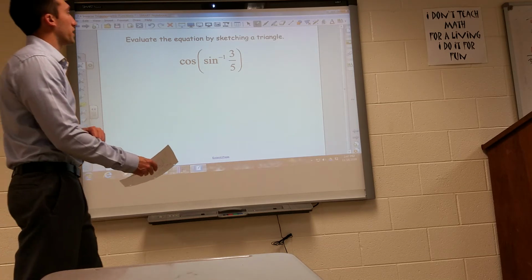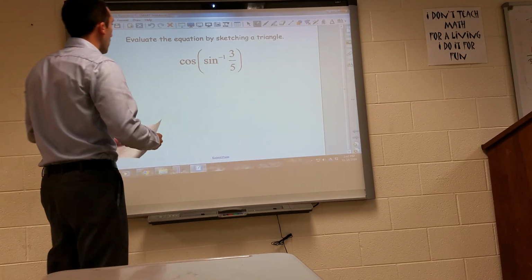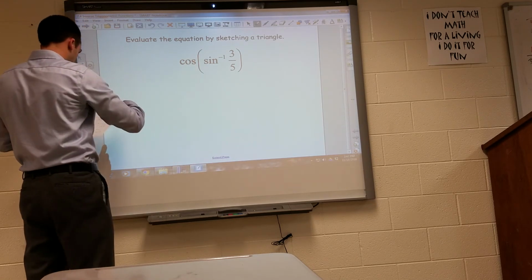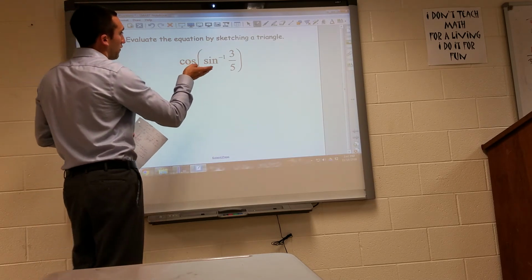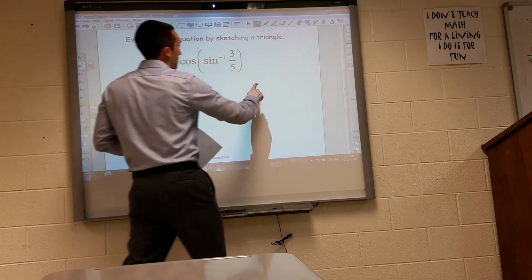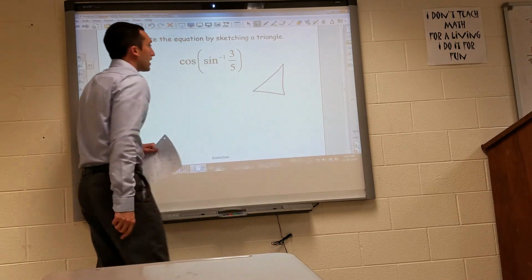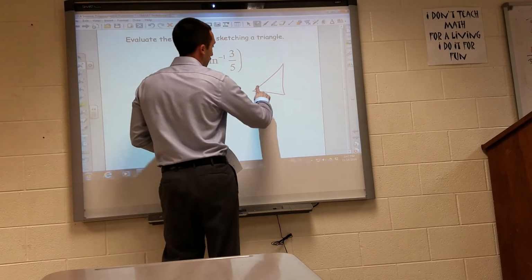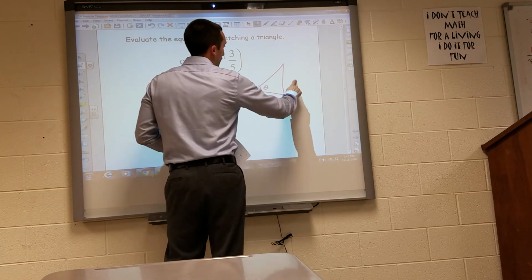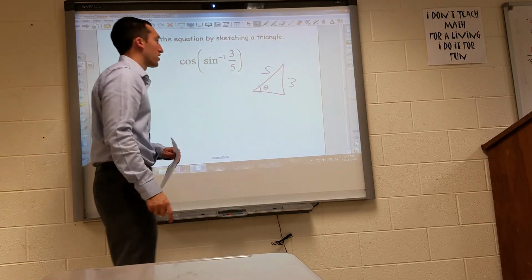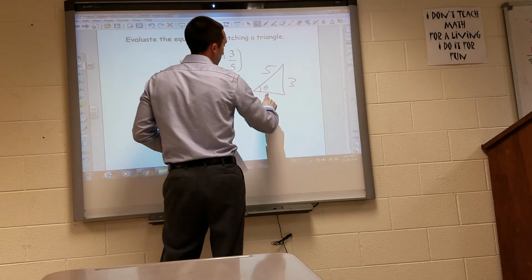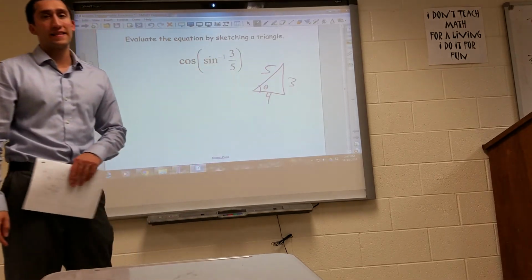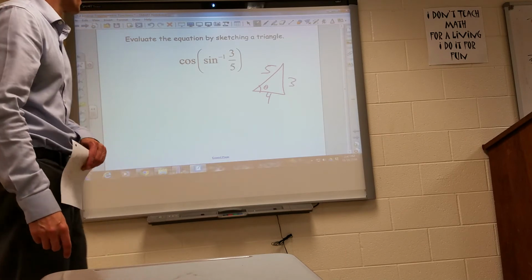Evaluate this equation by sketching a triangle. So I'm going to sketch a triangle. Since we have a positive sine value, I'm assuming it's in the first quadrant. And sine is opposite over hypotenuse. So if this is my theta, opposite is 3, hypotenuse is 5. And if you do the Pythagorean theorem, you'll find that my missing leg is 4.